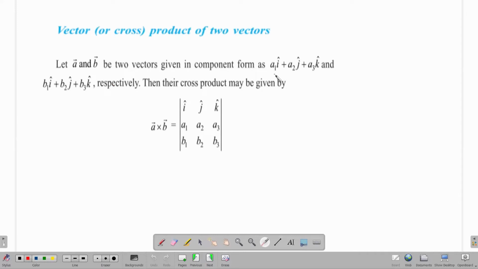If we get vectors in this form, that means a vector is a1 i, a2 j, a3 k, and b vector is b1 i, b2 j, b3 k, then their cross product, we have to just solve this determinant. a cross b, you just have to write i j k, and here we write the components a1, a2, a3, b1, b2, b3, and when we solve this, we get the cross product, which is a vector quantity.